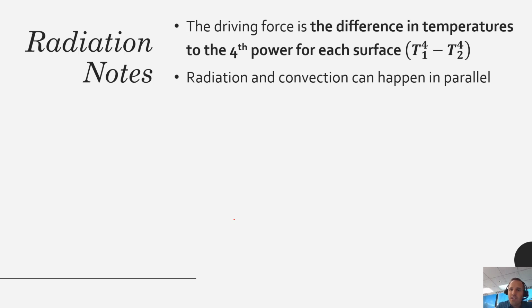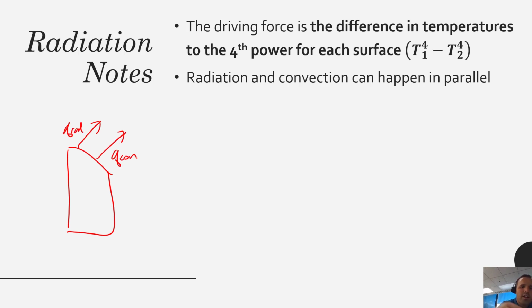Radiation and convection can happen in parallel. So you could have the roof certainly losing heat. You could have a radiative term here and a convective term here. And actually you could have it gaining heat by radiation and losing heat by convection because the driving forces are a little bit different. Convection is going to happen based on the air temperature, and radiation is going to happen based on the temperature of all the surroundings. So those could actually be going against each other.